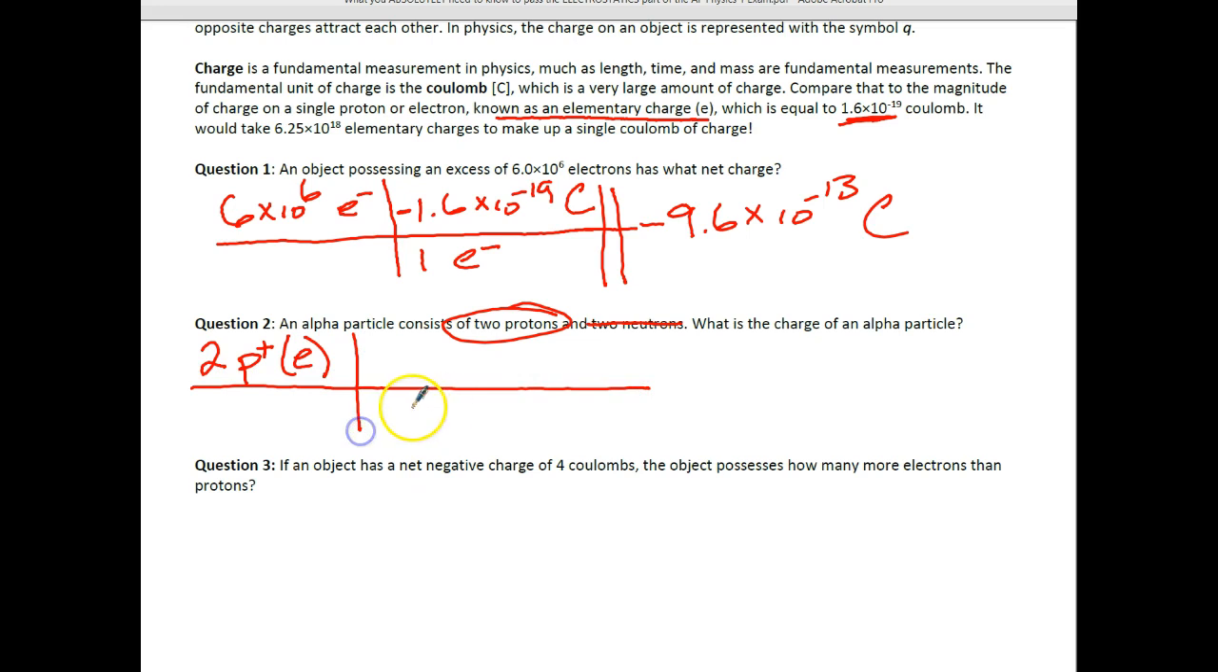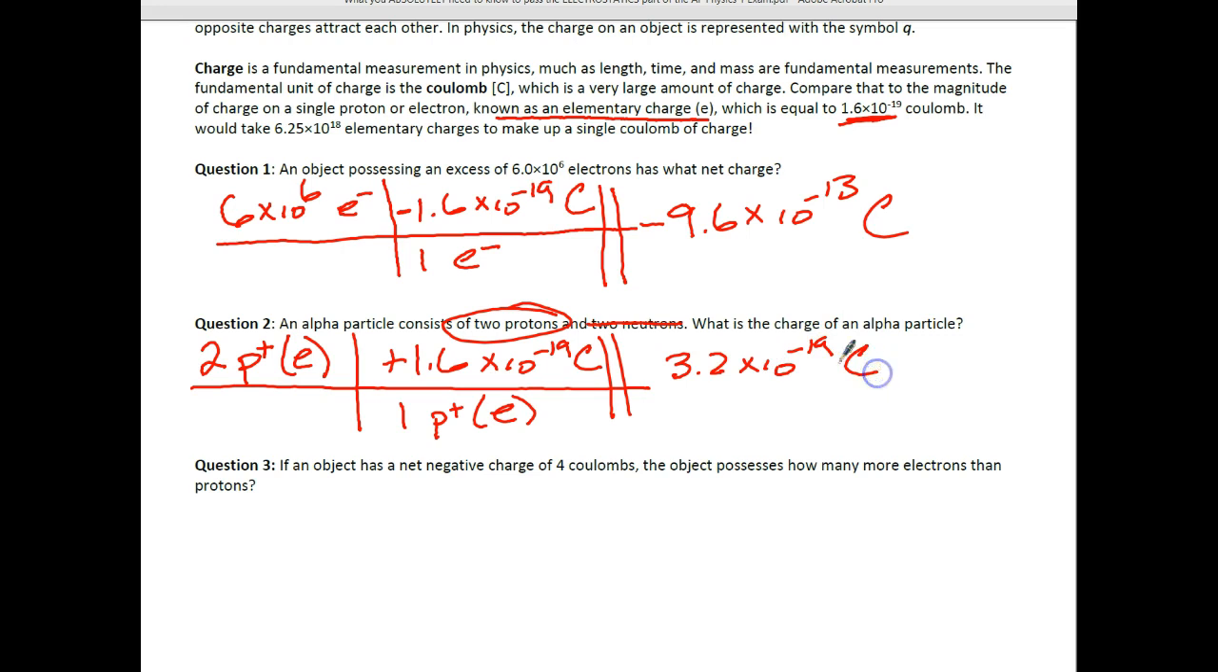And when we do that, we could say that every 1 proton or every 1 elementary charge has a charge of positive 1.6 times 10 to the negative 19th coulombs. Let's go ahead and do our math. If you multiply the two together, you end up with 3.2 times 10 to the negative 19th coulombs. And notice that this is a positive number. So if you want to make it very clear, you can put a positive in front or just leave it positive, one of the two.